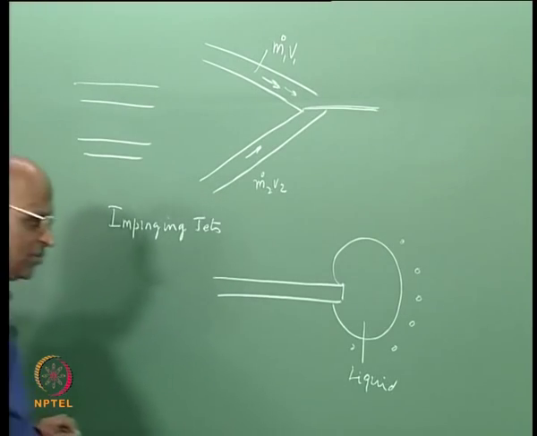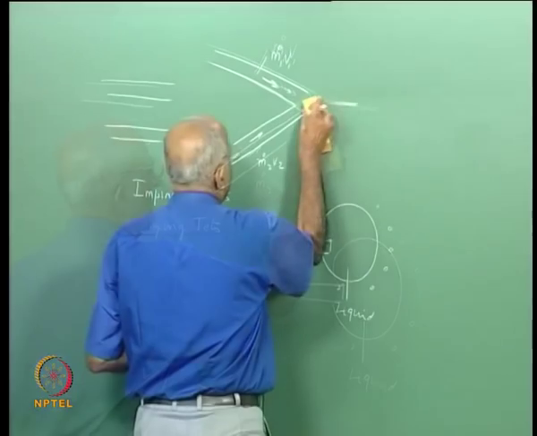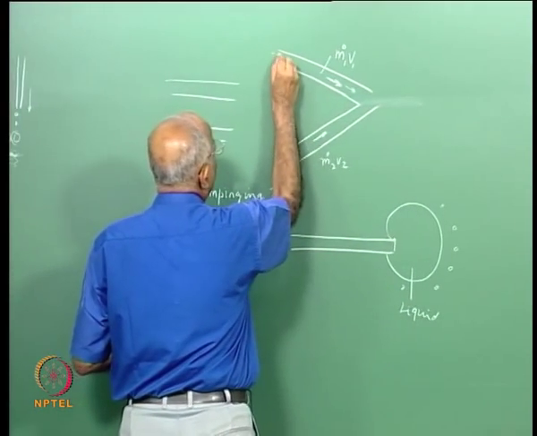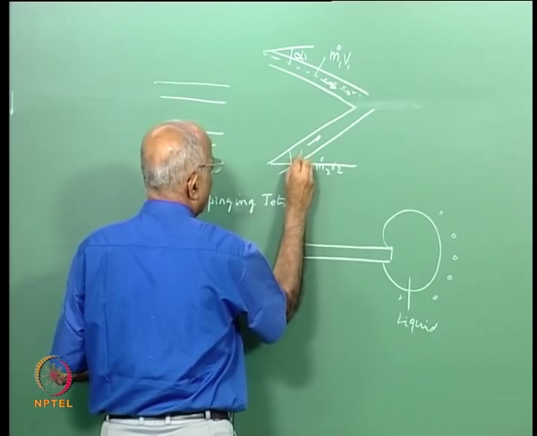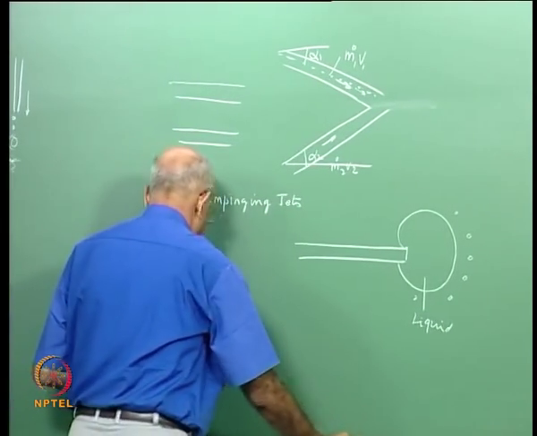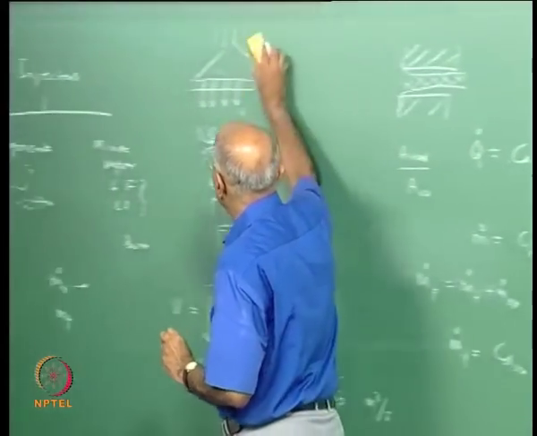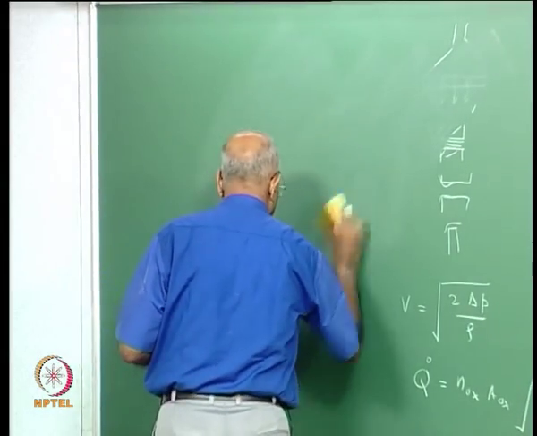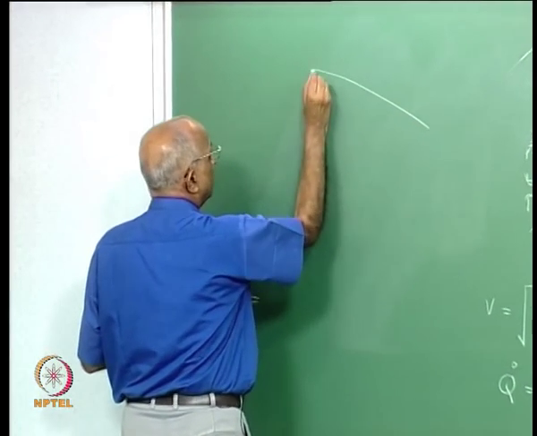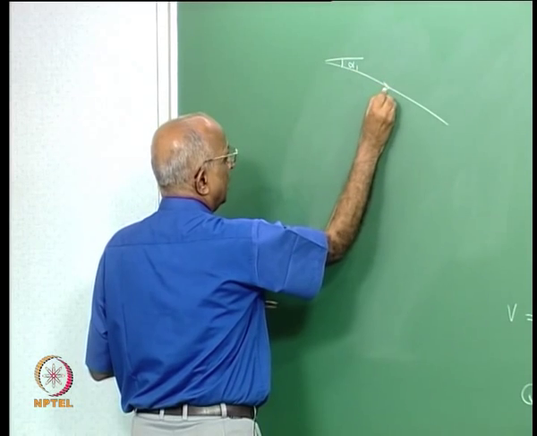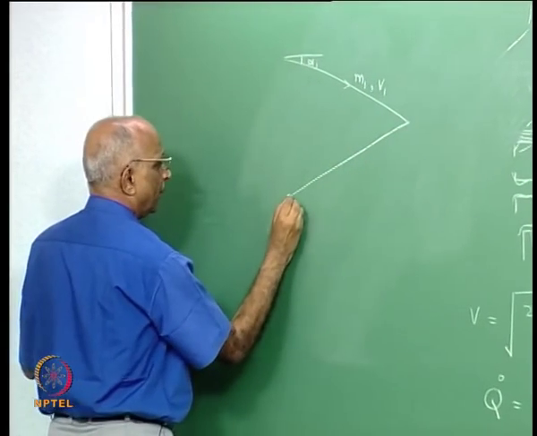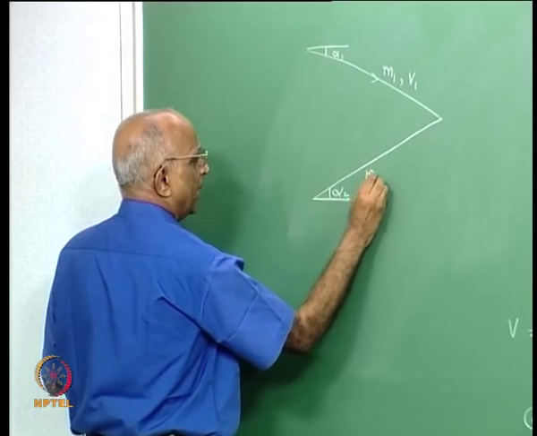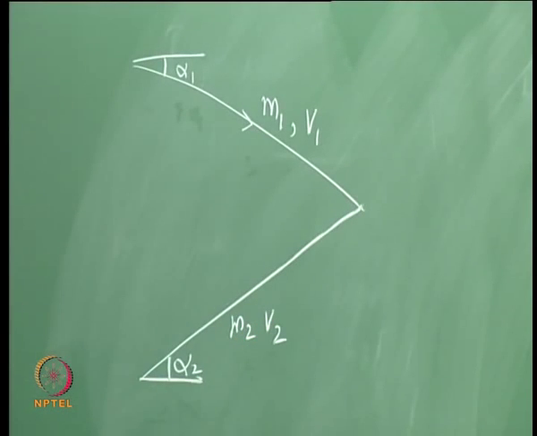How do I do it? Let us consider a small example. Let us say the angle of this with respect to the horizontal is alpha 1, and the angle of the second one with respect to the horizontal is alpha 2. Let me draw it distinctly on the other side of the board. I have one jet coming over here, the angle with the horizontal is alpha 1, let the mass be m1, let its velocity be v1. I have another jet which impinges over here, let the angle be alpha 2, let the mass be m2 and the velocity be v2. Rather than the mass, we consider the mass flow rates m1 dot and m2 dot.